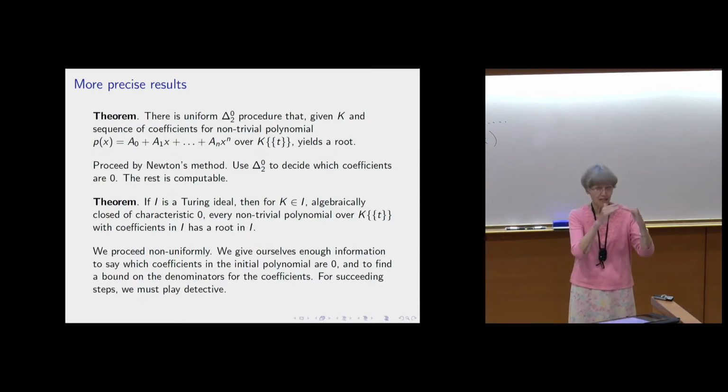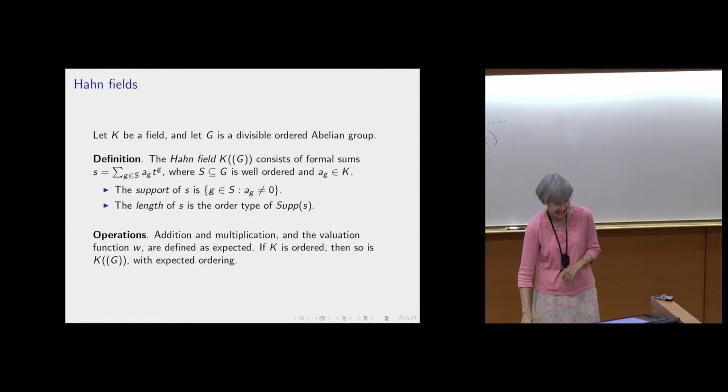It's non-uniform: we give ourselves, for the initial polynomial, which coefficients were 0. We give ourselves the bound on the denominators initially. But then from then on, to say things about the new Newton polygon that we get, second and third and fourth, we have to play detective. And we have to use the fact that if we stop after finitely many steps because a lead coefficient was 0, well, the root was going to be computable. So we can assume that didn't happen. That's as much as I'll say.